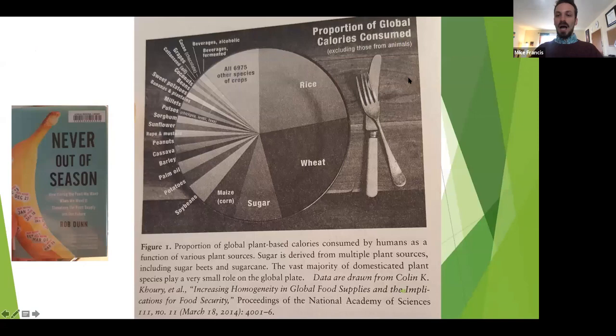I took this from a book. This is actually a picture I took. I couldn't find this online, but it's a really interesting book about sustainability and about monocrops and duo crops called Never Out of Season. If you look at the proportion of calories that people eat from different crops, you find that about 15 or so species make up about 90% of what we eat, with rice being about a quarter and wheat being about a quarter. And then all the other 7,000 species of crops make up only about 10 to 15% of our dietary intake.